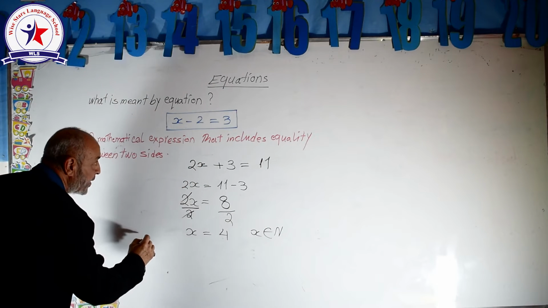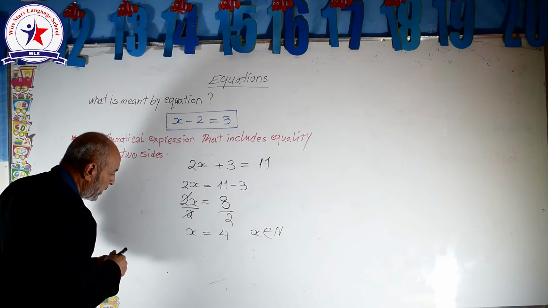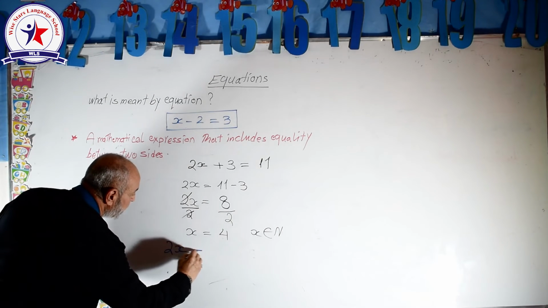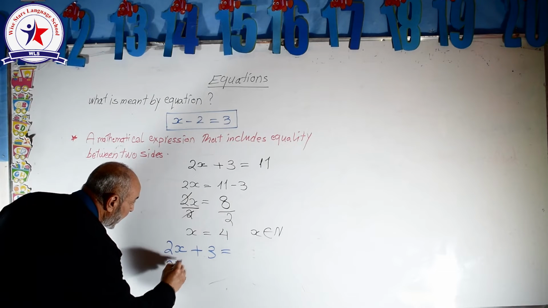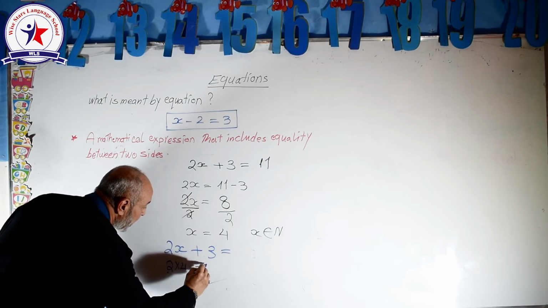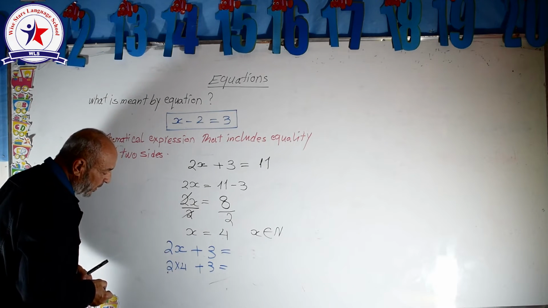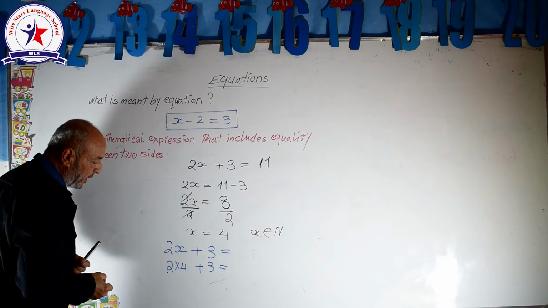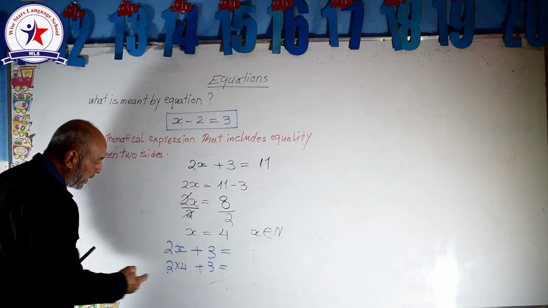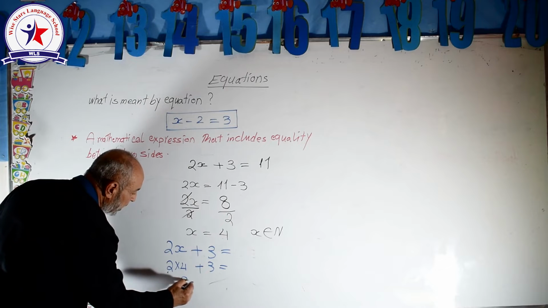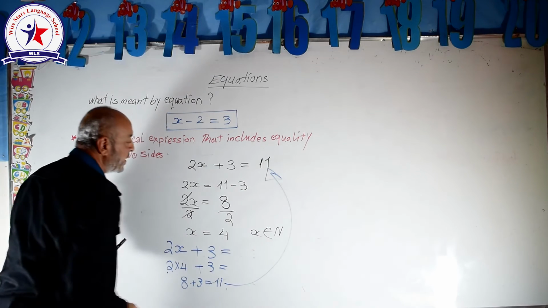Again, how can you check your answer? Go back to the equation, which is 2x plus 3, and substitute x equals 4: 2 times 4 plus 3. According to the order of operations, if you have addition and multiplication, you have to start with multiplication. So 2 times 4 is 8, plus 3 is 11, and the equation is correct.